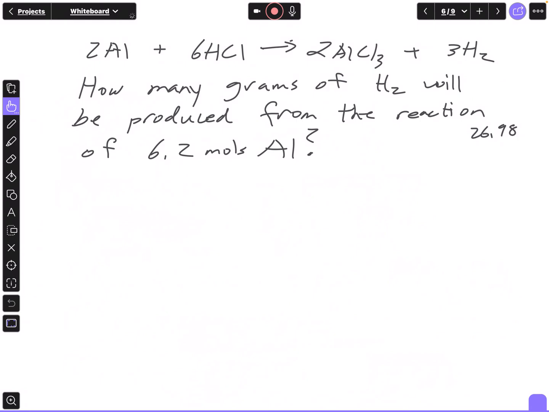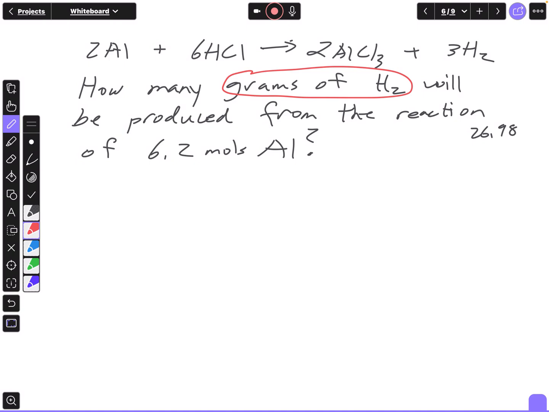Now my next problem though, I'm going to use the same balanced equation to work these. Now it asked me how many grams of H2, that's what I'm looking for, will we produce from the reaction of 6.2 moles of Al. So if you notice what I'm given in this problem, I'm given 6.2 moles of Al, and I'm asked to go to grams of H2. So this is not a three-step problem because I'm given moles to begin with. So basically I can skip that first step.